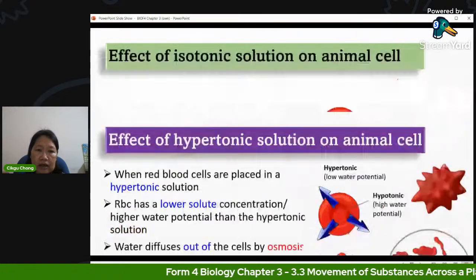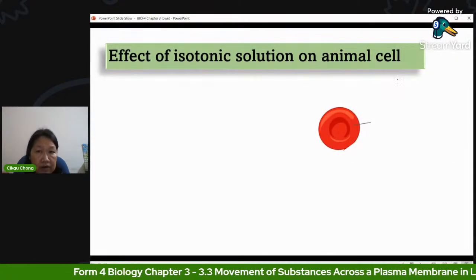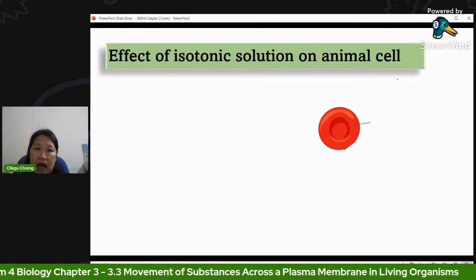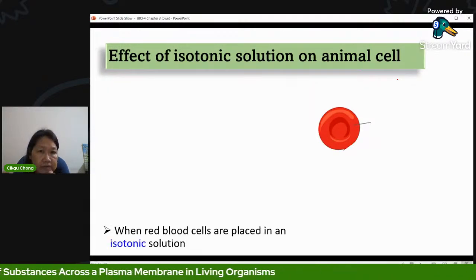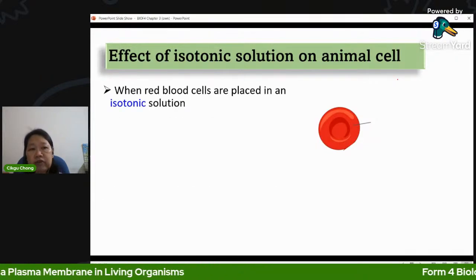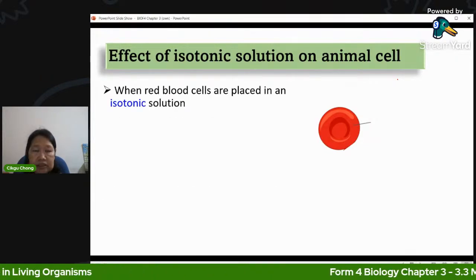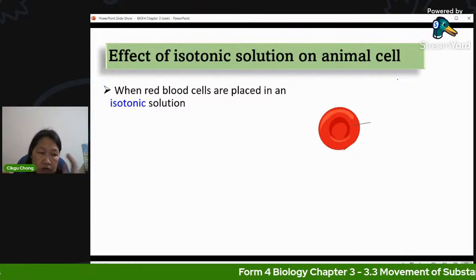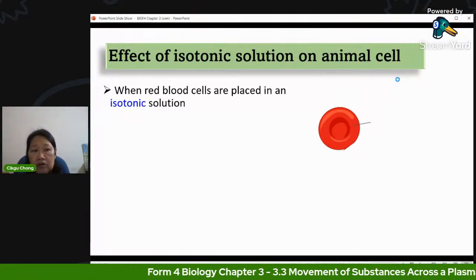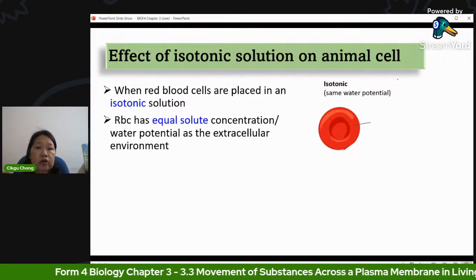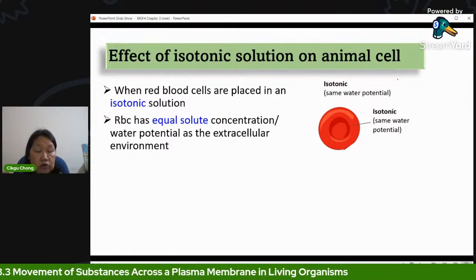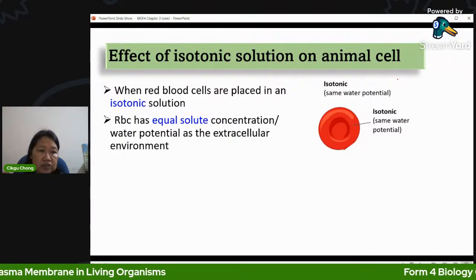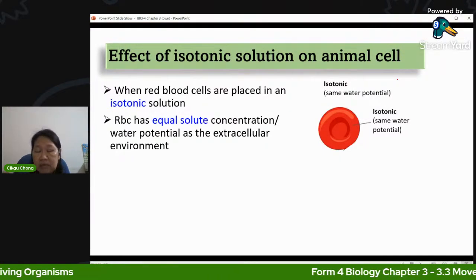Now that is what happens when the cell is put in hypertonic solution. All right, what happens if it's isotonic? If your red blood cells are placed in isotonic solution, that means whatever solution is placed outside has the same concentration as what is already inside your red blood cell. So the red blood cell has equal solute concentration, or equal water potential, as the extracellular environment. Both sides have the same concentration.